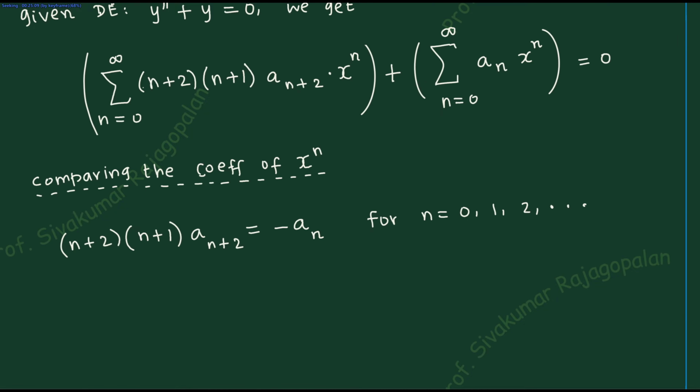Let me explain this step first of all, then we can come back. Only if you have identical powers of x, then only you can compare. You see here, x power n, you have x power n. Only when you have identical powers, only then you can compare. If one of them is x to the power n and another is x to the power of n minus 2, then we cannot make any comparison.